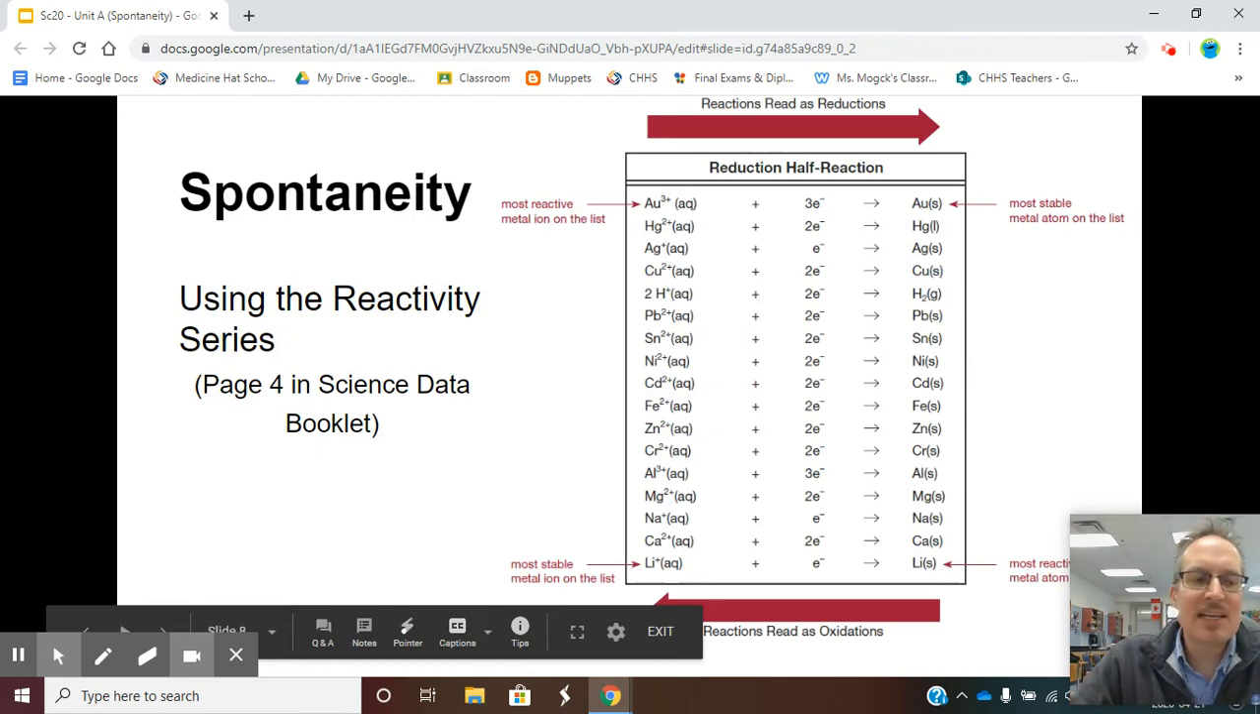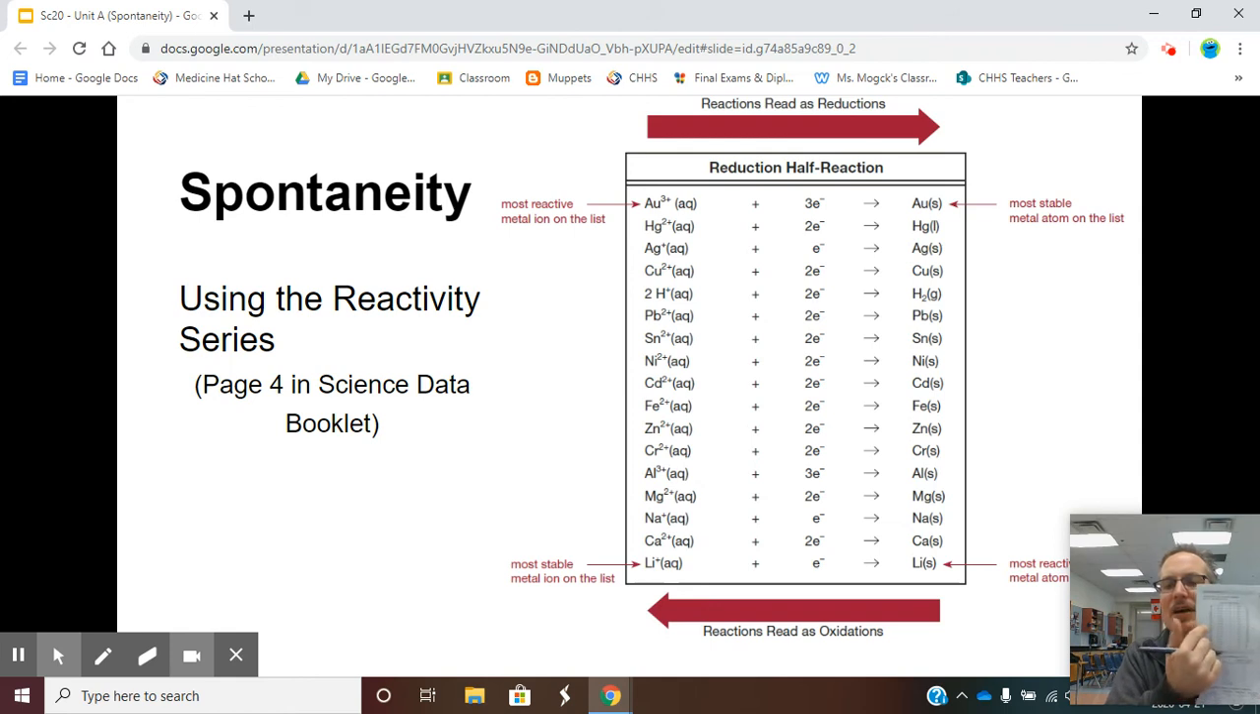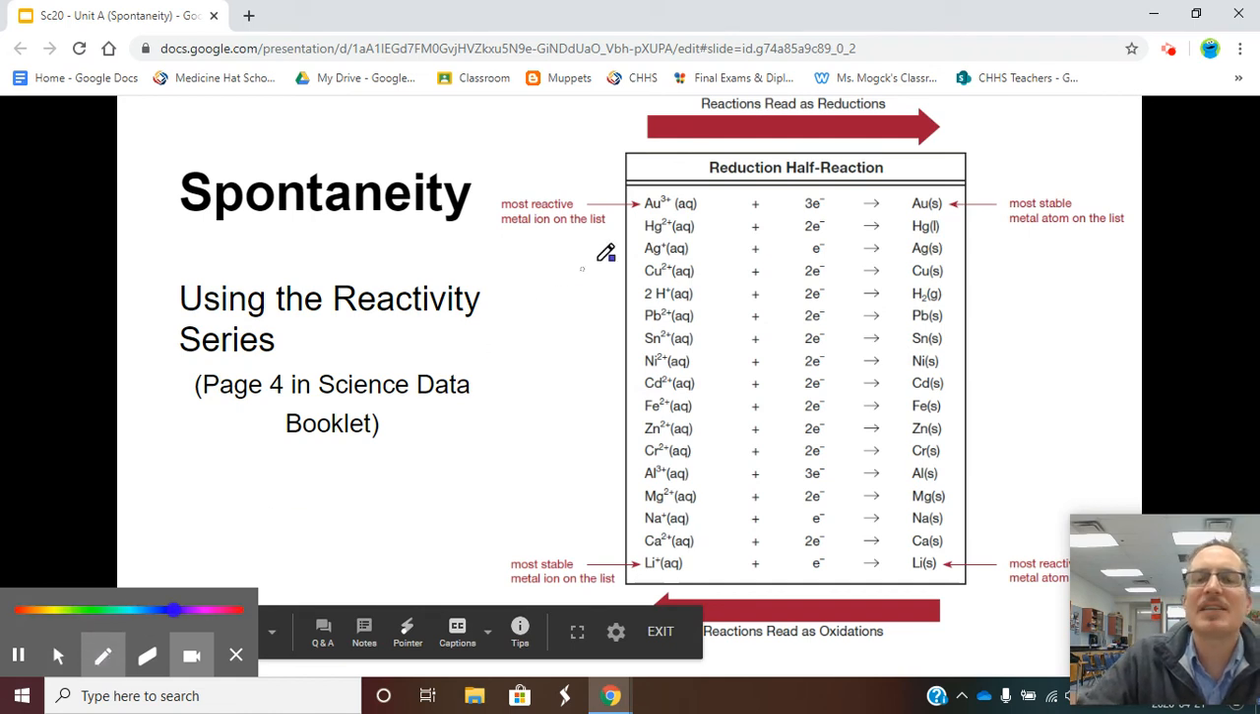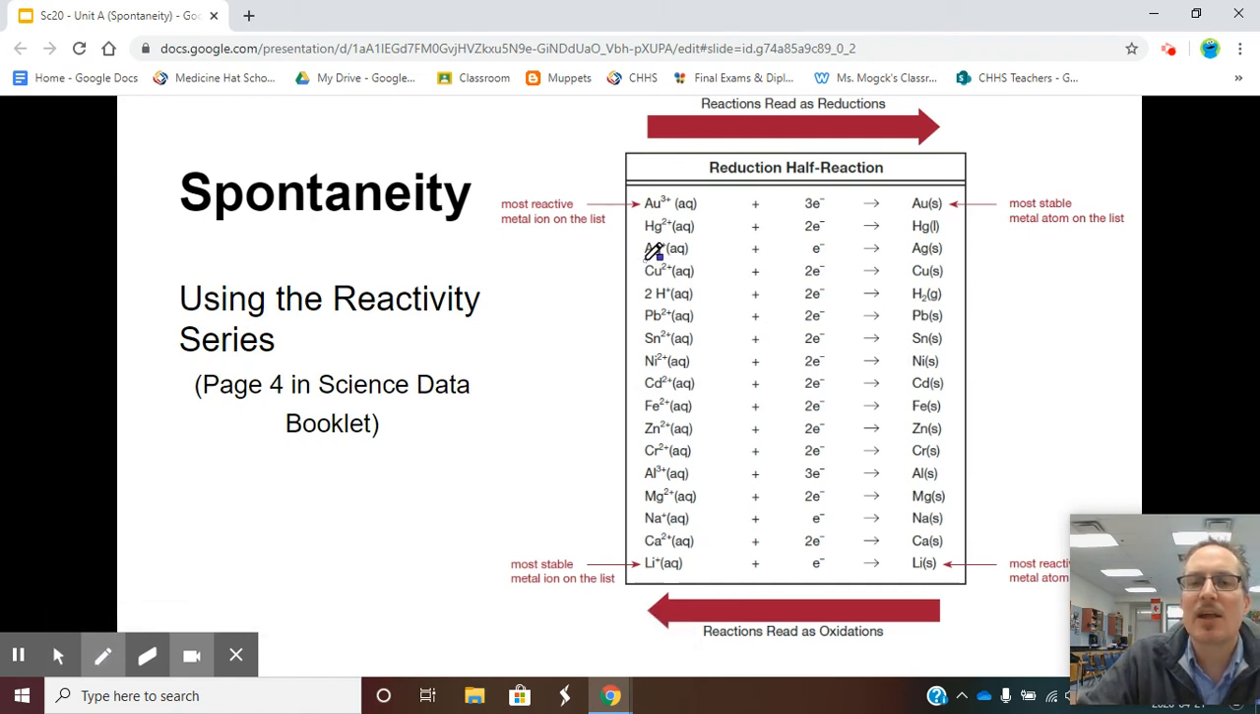Well, that means if I take a look at this table, which by the way is in your data booklet and it's on page 4 in the top left-hand corner, I'm going to take this table and find the substances we did in the lab today. We had silver ions, we had copper ions, and we had zinc ions. We had silver, we had copper, and we had zinc metals.